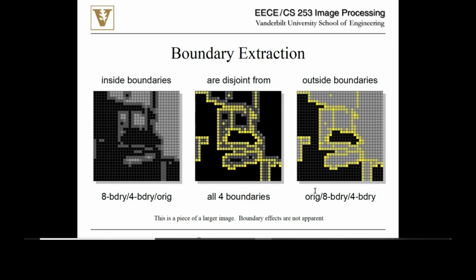And the inside boundaries are disjoint with the outside boundaries. So a pixel either belongs to the inside boundary or belongs to the outside boundary, but it cannot belong to both. And so you can analyze all kinds of properties of these boundaries.